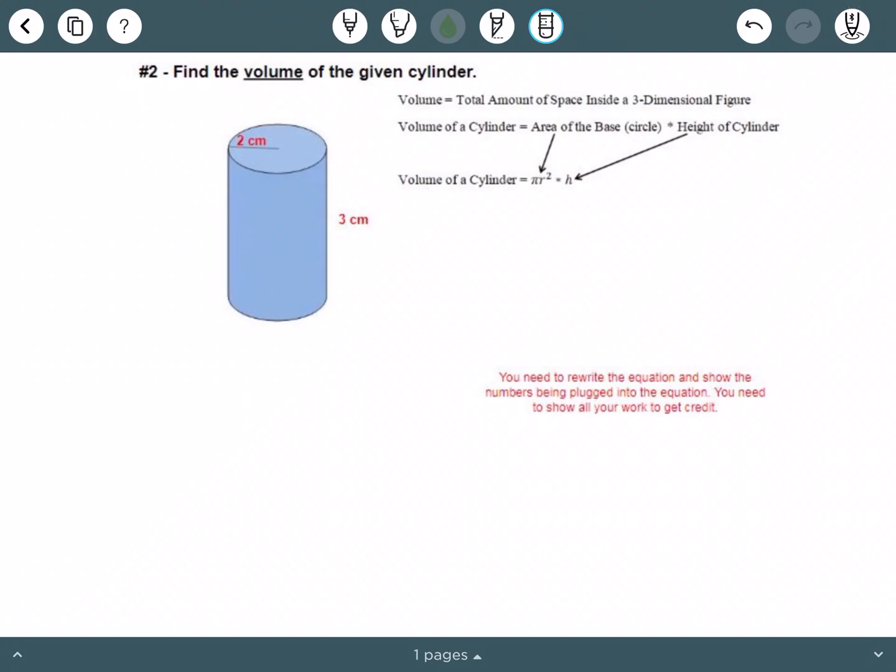Right, let's go ahead and have a look at cylinder number 2. For this one, we are just finding the volume. And the formula here is given for the volume of a cylinder. So they tell you that the volume, I'm going to rewrite this just so it's a little bit larger. So the volume of a cylinder is pi r squared times the height. You also might see it written this way.